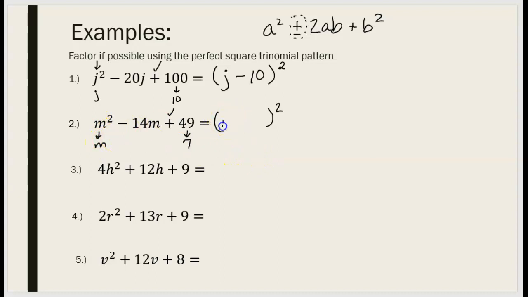The square root of the first term is m. The square root of the last term is 7. I've got a minus sign in front of the middle term, so this one's a minus, and I'm finished. That's all there is to it. Okay, all right, let's do this again.